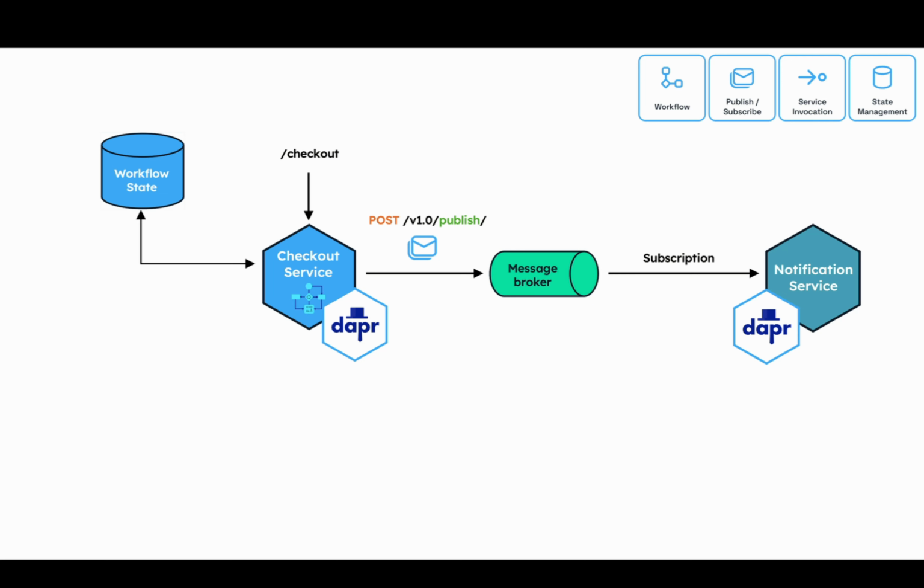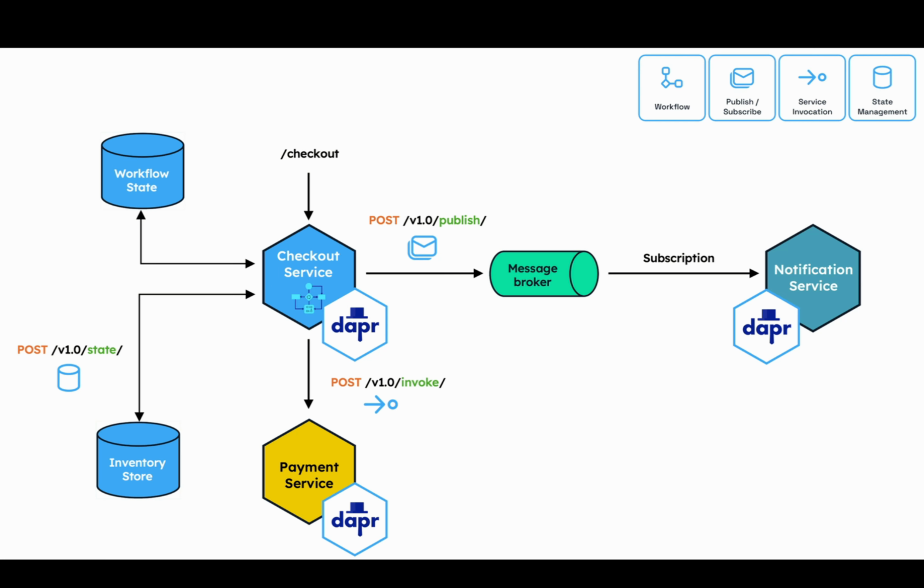In addition, the checkout service also makes use of the state management API to determine if there is sufficient inventory to fulfill the requested order quantity. If there is sufficient quantity, the workflow includes an activity which uses the Dapr Service Invocation API to call a payment service, which will mock processing the payment, returning a success or failure to the checkout workflow.